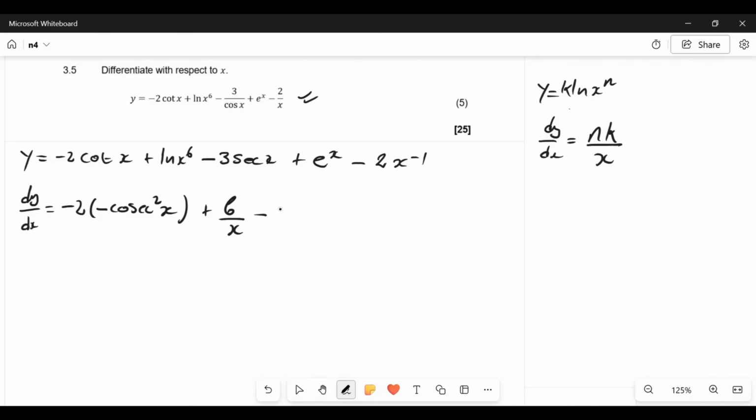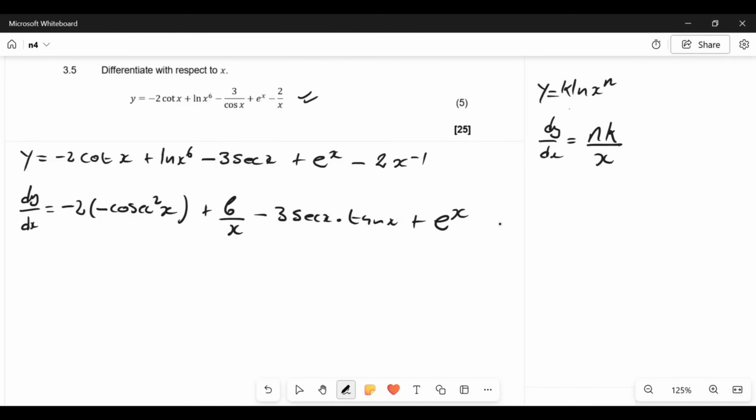And then we have -3 sec x. What's the differentiation of sec? If you still remember from the formula sheet, the differentiation of sec is going to be sec x multiplied by tan x. And then we move to the second last term. What's the differentiation of e to the power of x? Guys, e to the power of x is e to the power of x. This is an exponential differentiation. Again, you can go to the playlist and check the exponential differentiation. Guys, I've done this before.